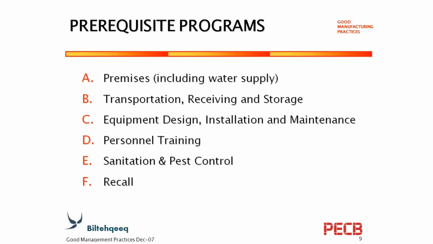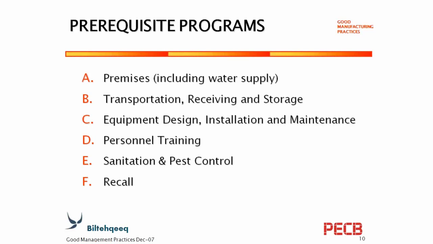And before implementing or developing the HACCP plan, there are some prerequisites. The first prerequisite is the premises. You have to ensure that the premises where your operations are in process should be clean and should not be contaminated by any means. The means can be material, man or machinery, and the water also.